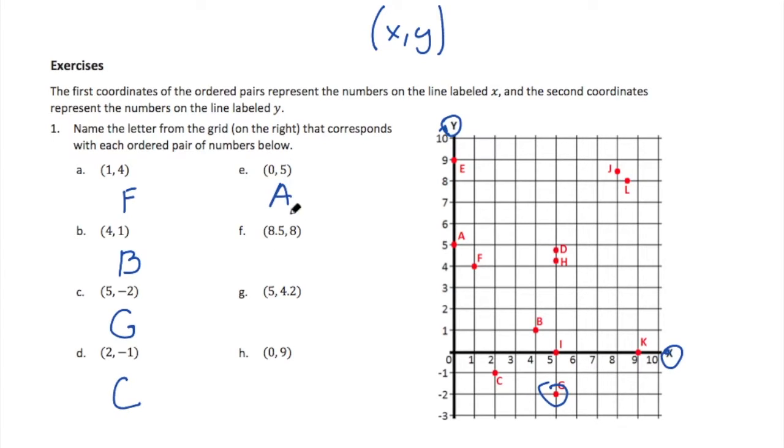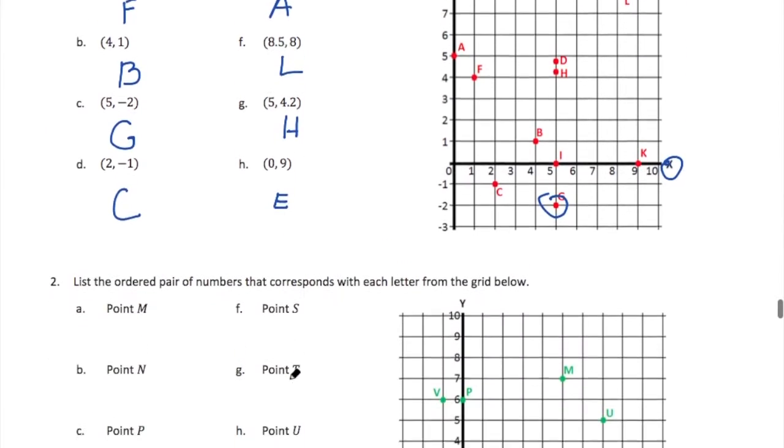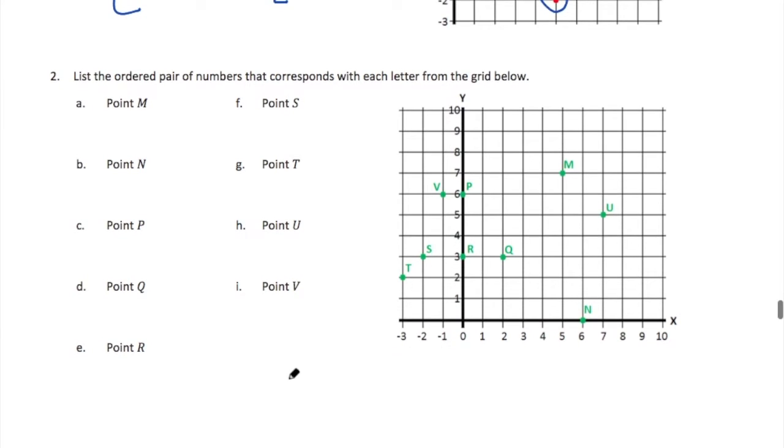0, 5, that's the point A. 8.5, 8 is L. H is 5, 4.2, and 0, 9 is E. Well, we can do the reverse too. I can give you the point, and you could try to give me the ordered pair that goes with it.